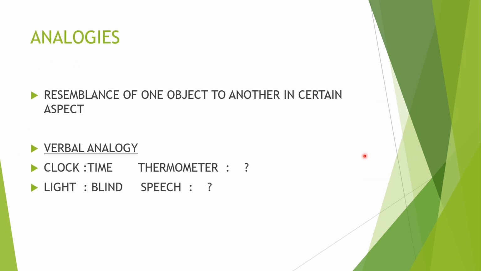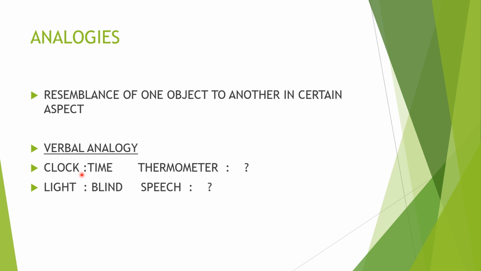Next is analogies. Analogies is another practical side of logical reasoning. You have done a lot of questions related to analogies. They will ask analogies in our question paper also. It is the resemblance of one object to another in certain aspects. There is some relation between the two words given. Here I have given the verbal analogy. By finding the relation, you want to find the answer to the other question.